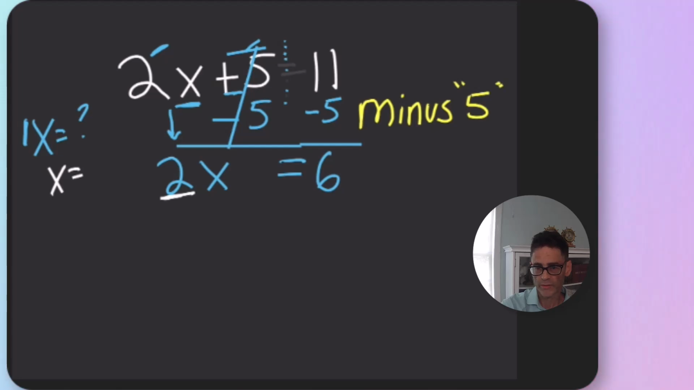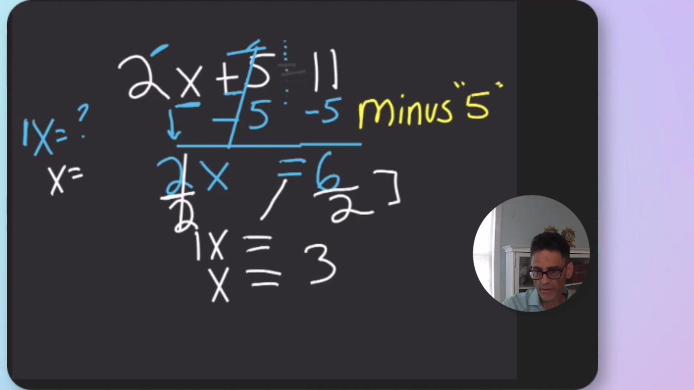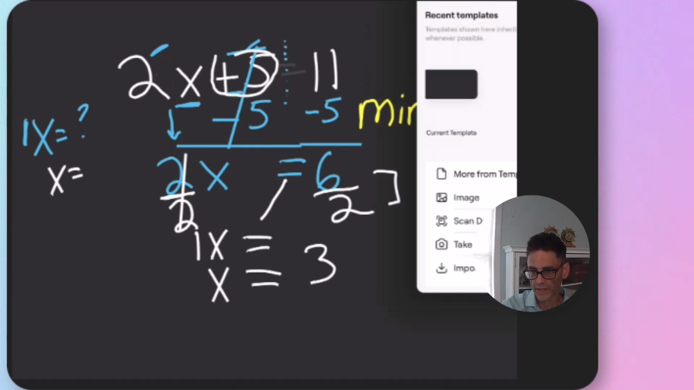The way I'm going to undo the 2 times x is to divide that 2x by 2. The 2x divided by the 2, you're just going to get 1x, and really when we say 1x, we mean x. Now that's equal to my 6. I have to divide both sides by 2. The 6 divided by 2 ends up being 3. So x is equal to 3 in this situation. So the first step is always add or subtract, like I did with the 5, and then the next step is to get rid of whatever's multiplied in front of the x.